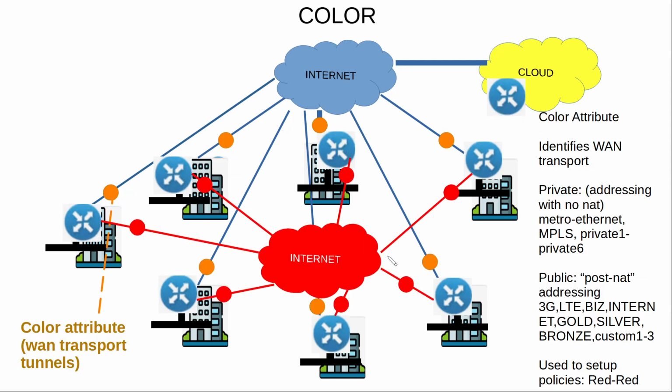You can assign colors to your transport links. If, for instance, you're connecting to an internet carrier or different internet carriers, you can use different colors to differentiate them. You have these colors available for public. That means that you may have NAT in here. For instance, you can use 3G, LTE, business internet, gold, silver, bronze, custom 1, 2, and 3. And if you are sure that you're not having a NAT device and you are connecting to a private carrier, you may use these colors: Metro Ethernet, MPLS, Private 1 to 6.